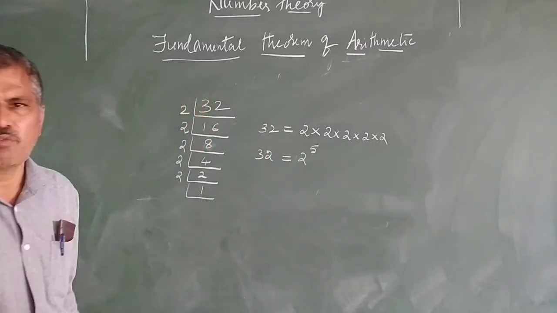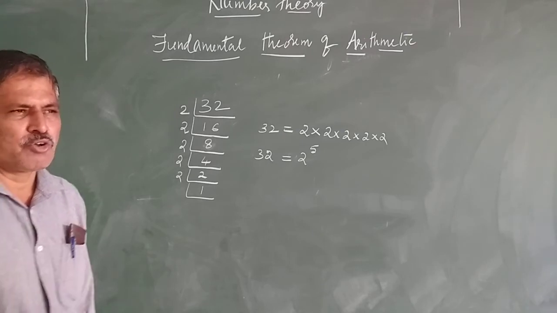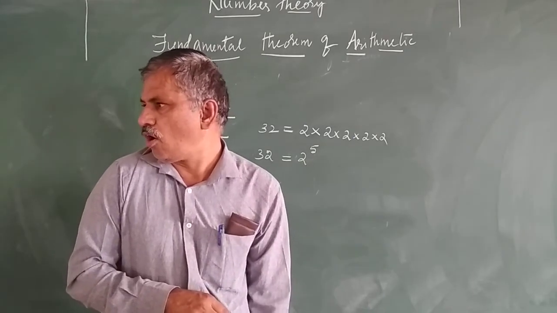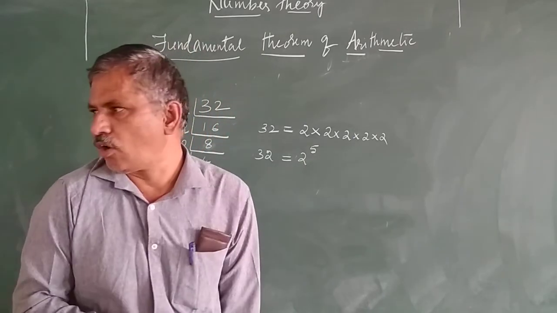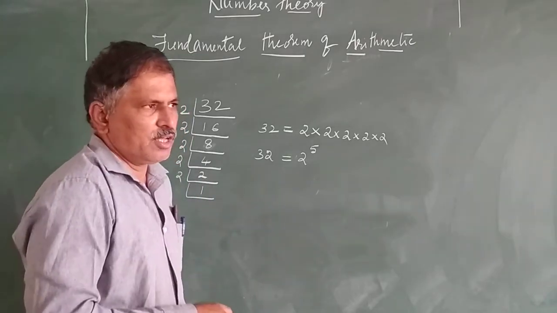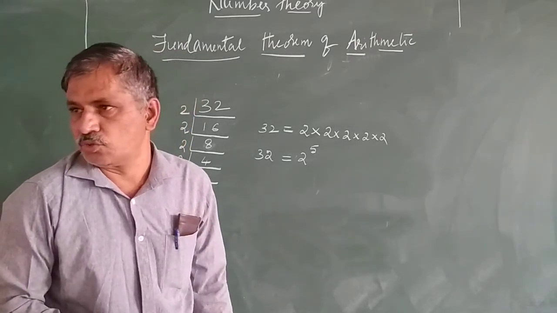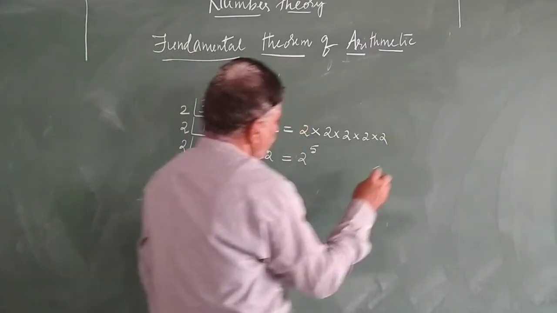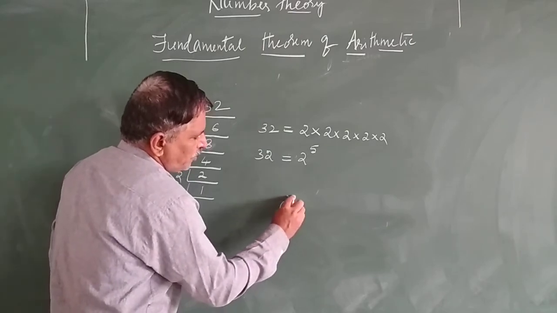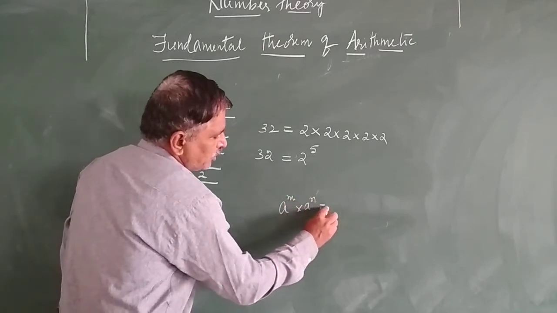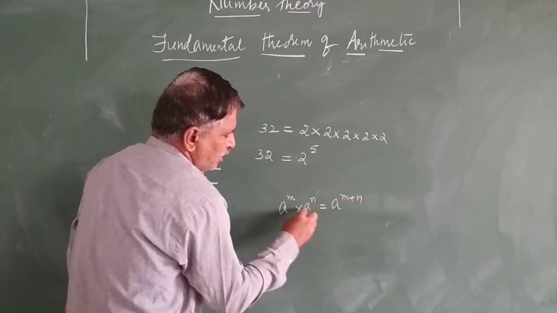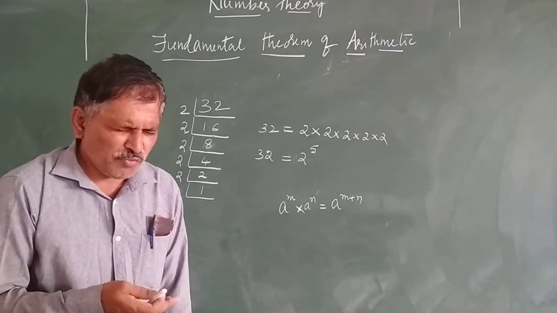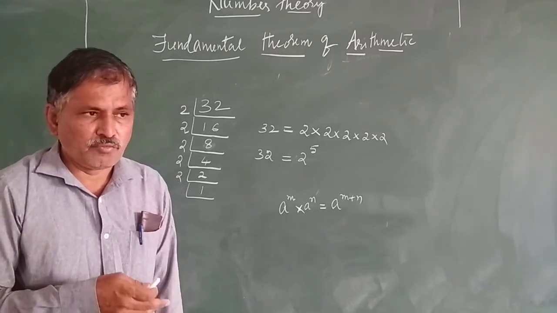How do you write 2 to the power of 5? We have a chapter called Law of Indices. According to the Law of Indices, how many formulas do you know? We have 5 laws. The first one is a to the power of m into a to the power of n is equal to a to the power of m plus n. Few of you have a chapter called indices, few have a chapter called exponents.